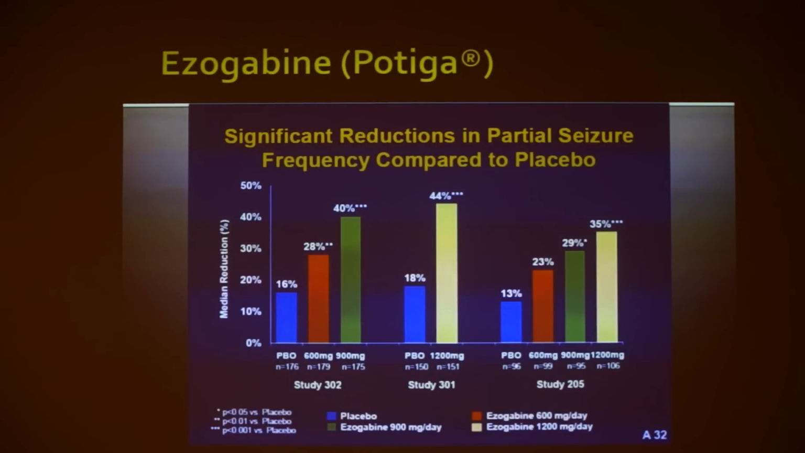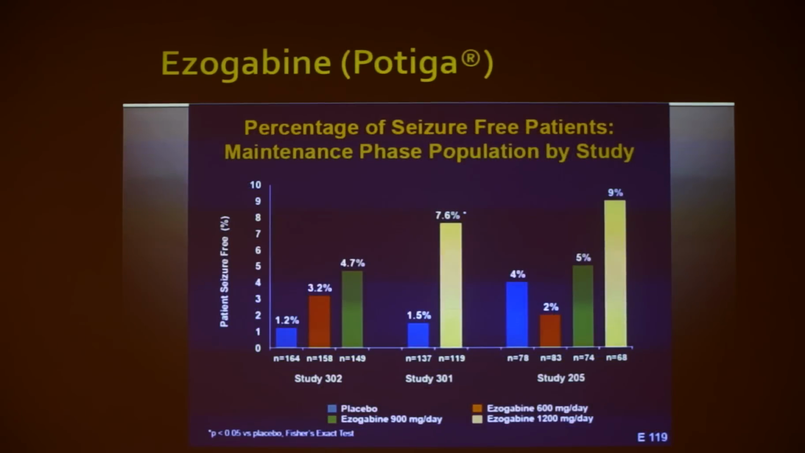The potassium channel opener ezogabine, or Potiga, has also significant efficacy, approximately 40% at doses of 900 to 1,200 milligrams per day. Recall, this is the medication that can result in discoloration of the digits, retina, and mucous membranes, so it tends to be really utilized as a medication of last resort.